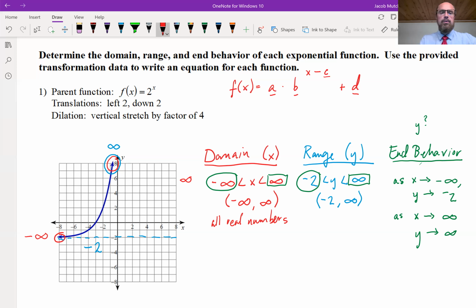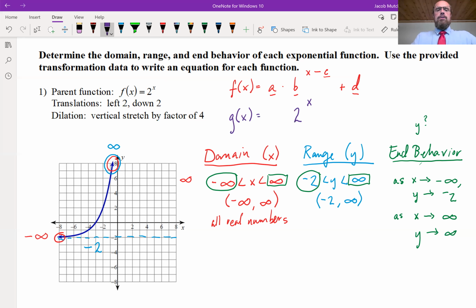So we're first told the parent function's f of x equals 2 to the power of x. That information always tells us about our base. So I'm going to put that the base b is 2, with 2 to the power of x. So I'm building this equation below here. And we'll call this g of x since it is a descendant or a family member of the parent function.